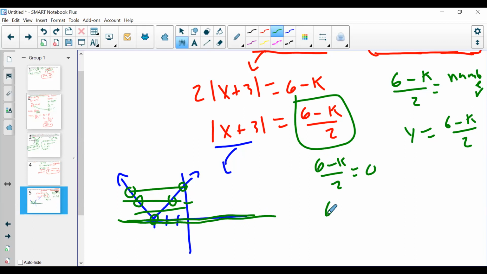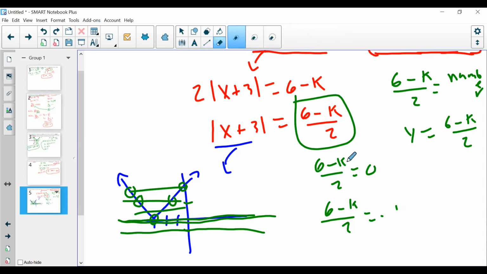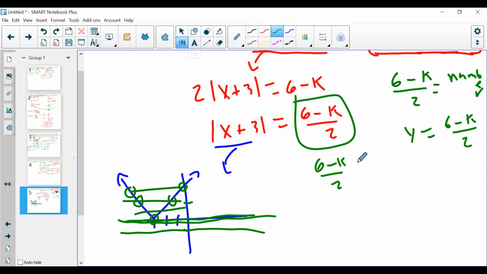When 6 minus k over 2 equals 0, on this line right here, I have one solution. Oh, so it's like a horizontal line. Yeah, because it's a horizontal line. But then if 6 minus k divided by 2 equals, let's say, -1, I'm down here now, and I have no solution. Does that make sense? Yeah. So I can see that when 6 minus k divided by 2 is greater than or equal to 0, I have at least one solution.